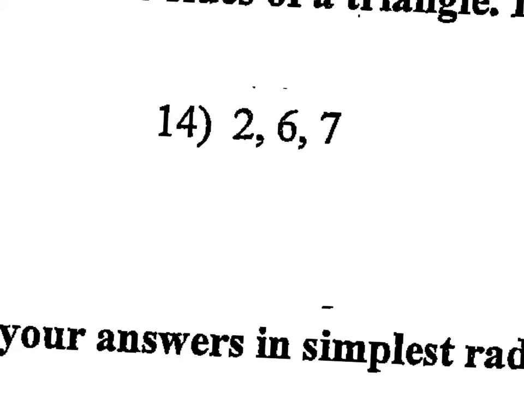In this problem, you can create a triangle with the side lengths because the two smallest sides, 2 plus 6, is 8, and 8 is larger than the largest side, 7. So yes, you could make a triangle. The second part of the question says, what kind of triangle? Is it acute, right, or obtuse?